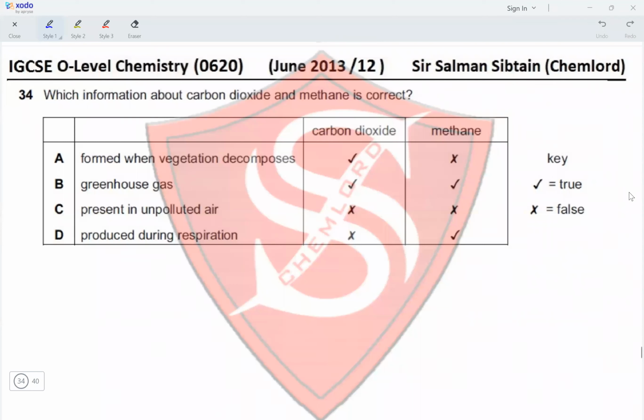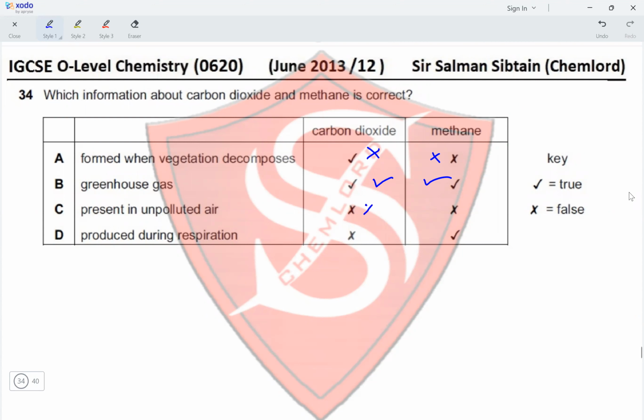Question 34. Which information about carbon dioxide and methane is correct? Forms when vegetation decomposes: this should be methane, not carbon dioxide. So both are incorrect. Is a greenhouse gas: both of them are greenhouse gases. So this is correct.